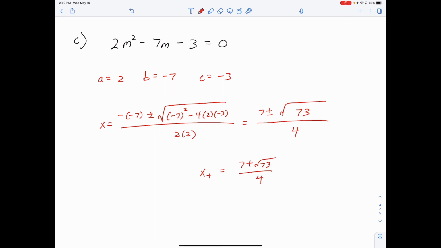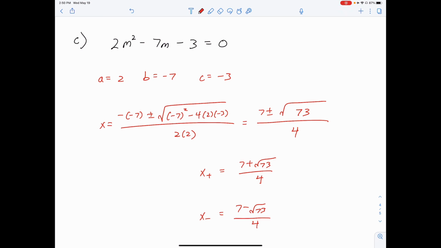Now, you could change this to a decimal, but then you might have rounding errors. So it just depends on what the question wants. Normally we keep it in terms of a fraction and radical format, since it's most accurate. X minus, in this case, would just be 7 minus root 73 all over 4. So here you would end up getting your two answers.